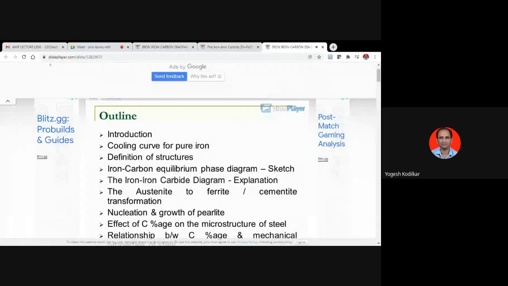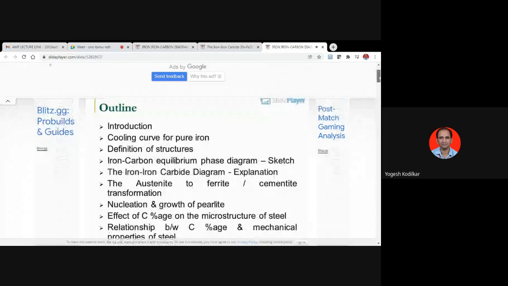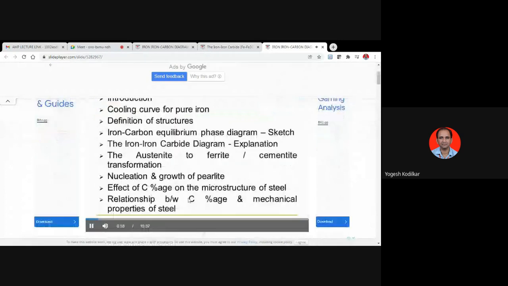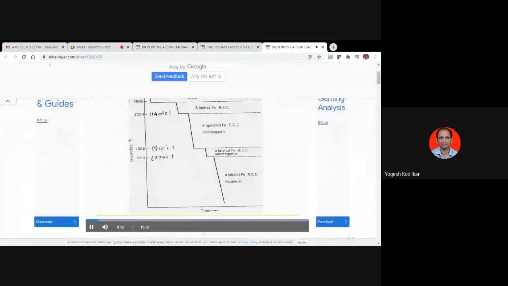The austenite to ferrite and cementite transformation. Nucleation and growth of pearlite. Effect of carbon percentage on the microstructure of steel. Relationship between carbon percentage and mechanical properties of steel. Cooling curve for pure iron. Definition of structures.